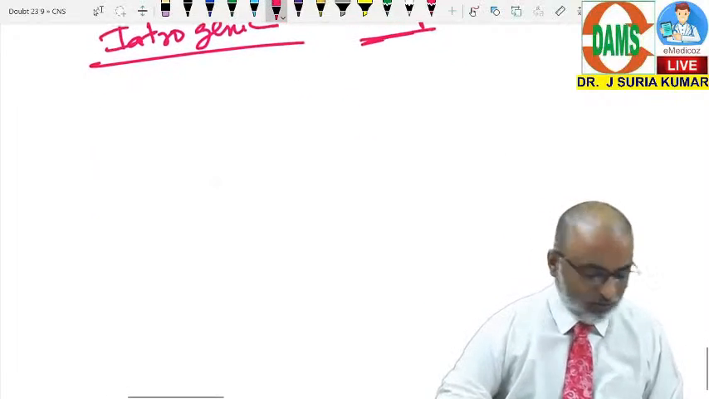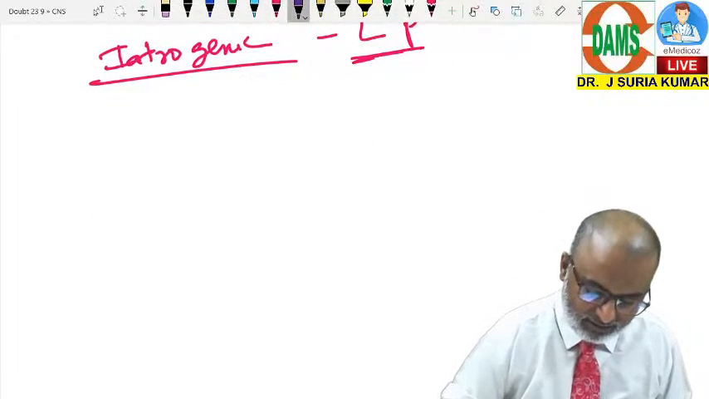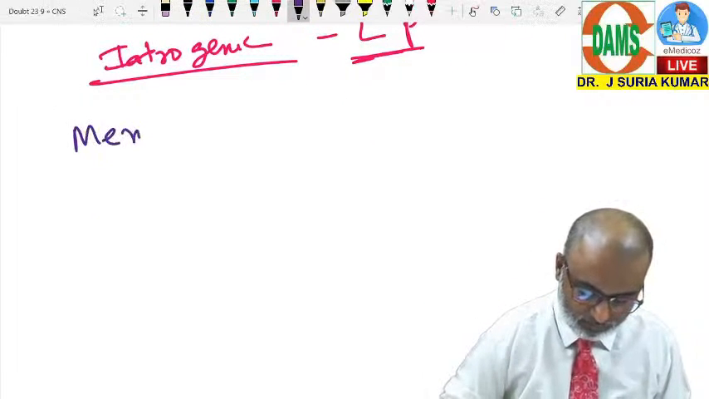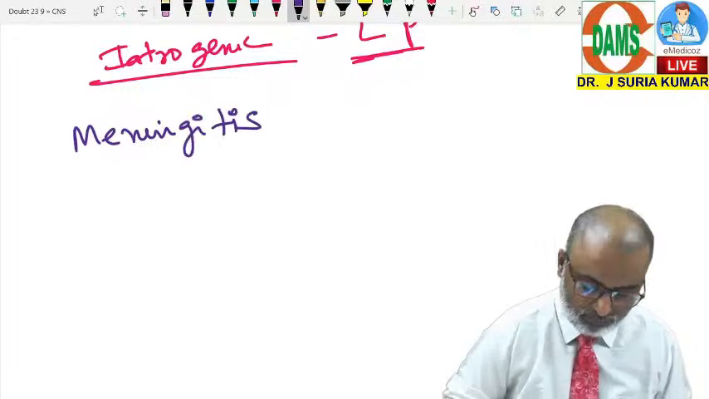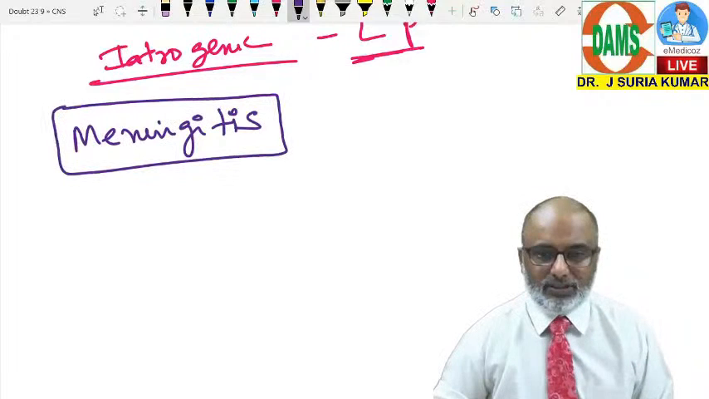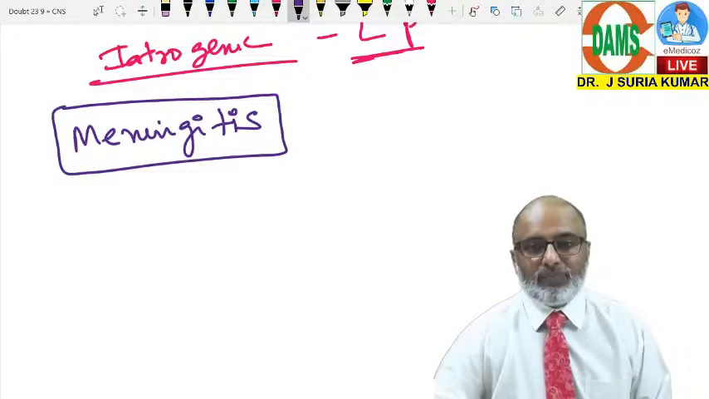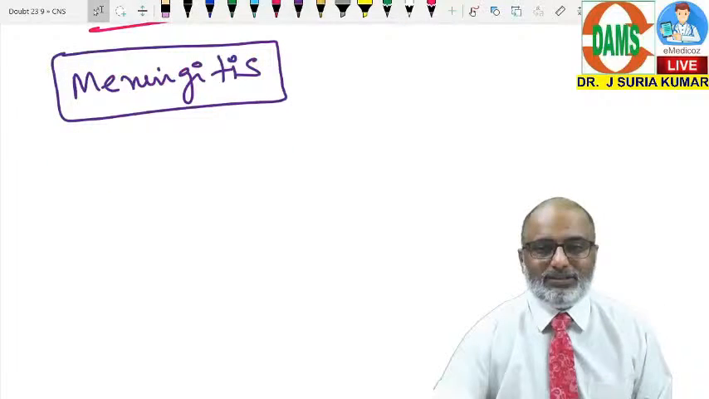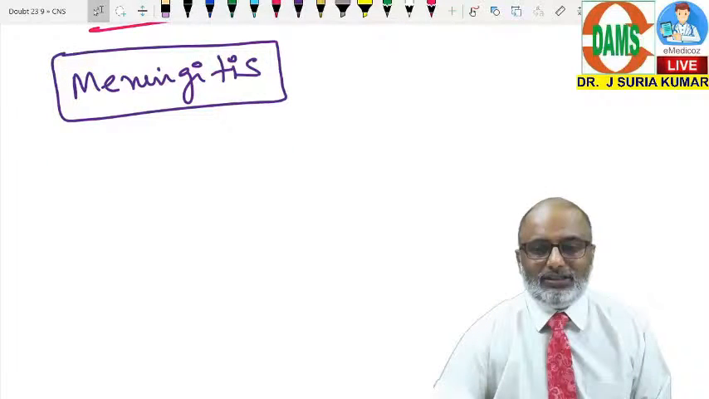Okay. So now we are going to see meningitis, inflammation of the meninges. What they are going to ask, importantly, is only the etiological agents based on the age group. This is very, very peculiar, very, very notorious.